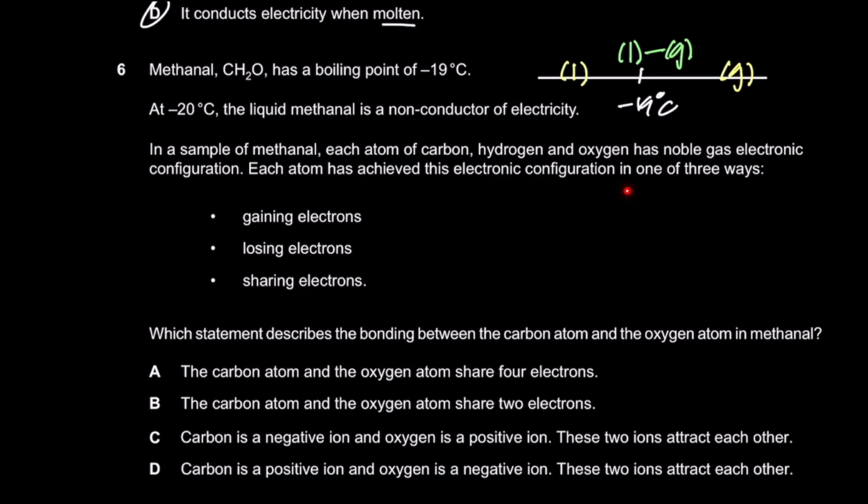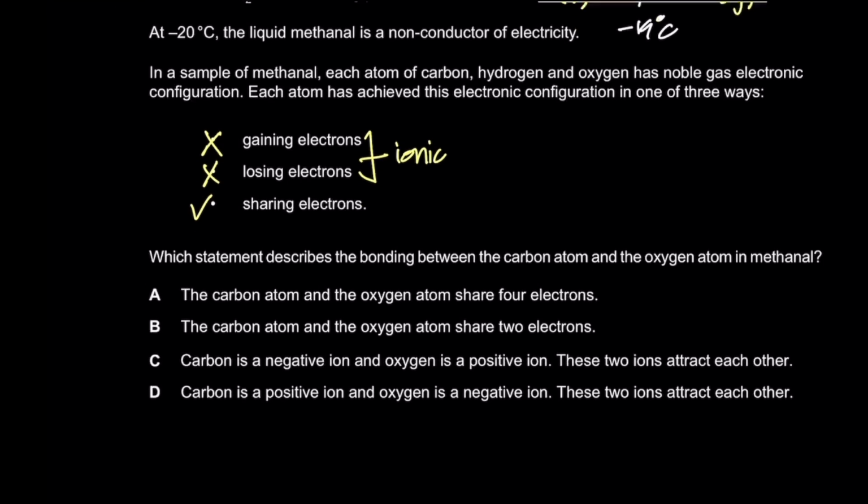Each atom has achieved its electronic configuration in one of three ways: gaining, losing, or sharing. Sir, no gaining, no losing, only sharing. Why? Because carbon is a non-metal, hydrogen is a non-metal, oxygen is a non-metal, and the type of bonding that takes place between non-metals is covalent bonding. There is a gain or loss of electrons, or a transfer of electrons, when you have a metal and a non-metal. So this happens in ionic bonding. Sir, please. So it's only sharing of electrons.